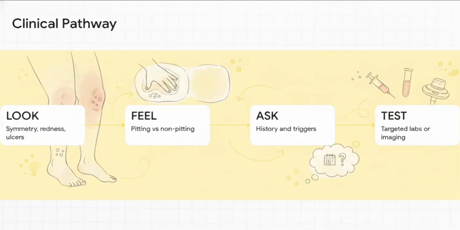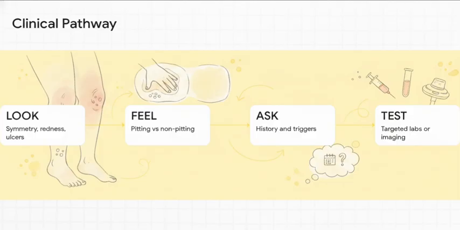First, look. Is it one leg or both? Are there skin changes, redness, or ulcers? Next, feel. What's the actual texture of the swelling? Third, ask. Take a highly targeted history to find triggers. And finally, test. Only order labs or imaging based on your specific suspicions.